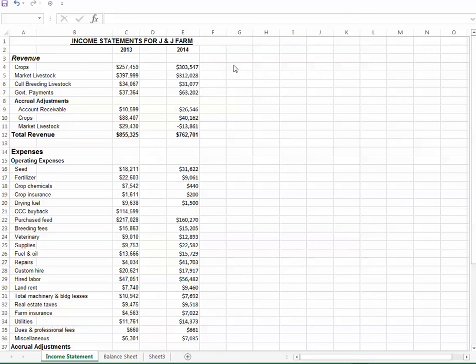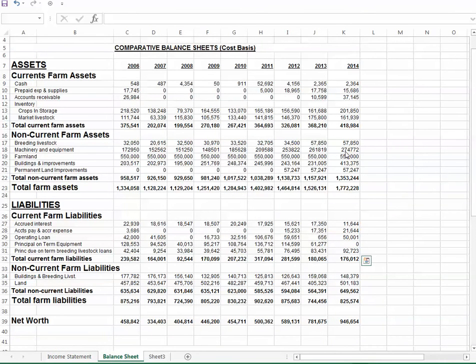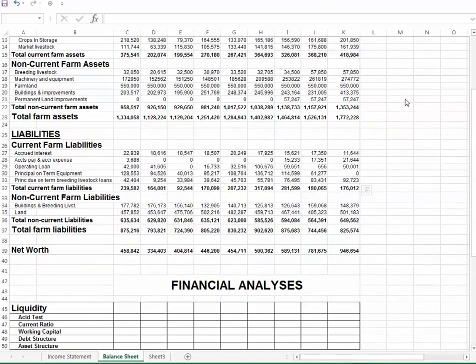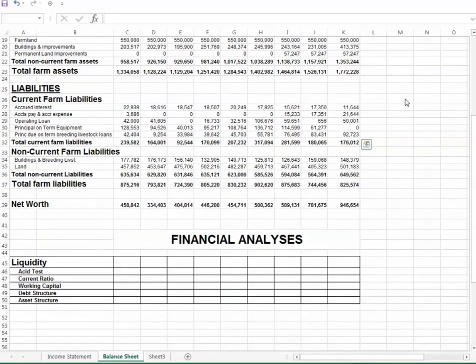The J&J Farm spreadsheet is broken into two sheets. The workbook's got 2 pages, one for the income statement, and it's got 2 years, and then one for the balance sheet where it's got several years. In showing you these ratios or financial measures, I'm going to do the 2014 ones for you, but then you should do the ones for the other years so that you can answer questions on the quizzes.